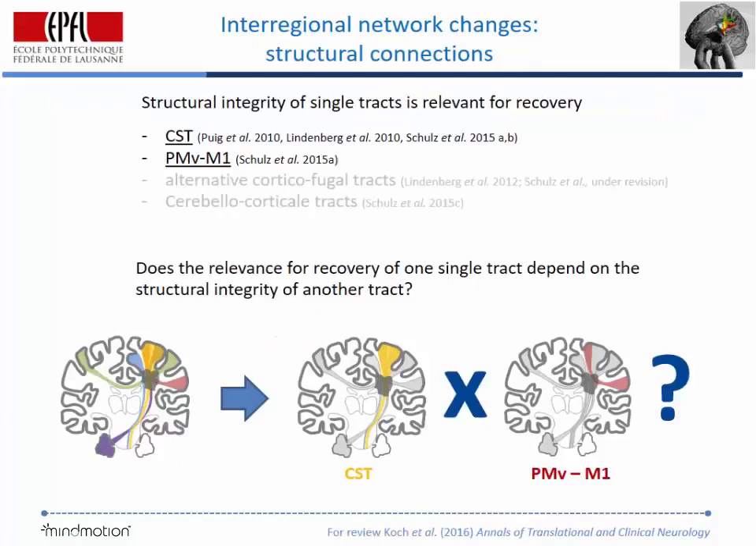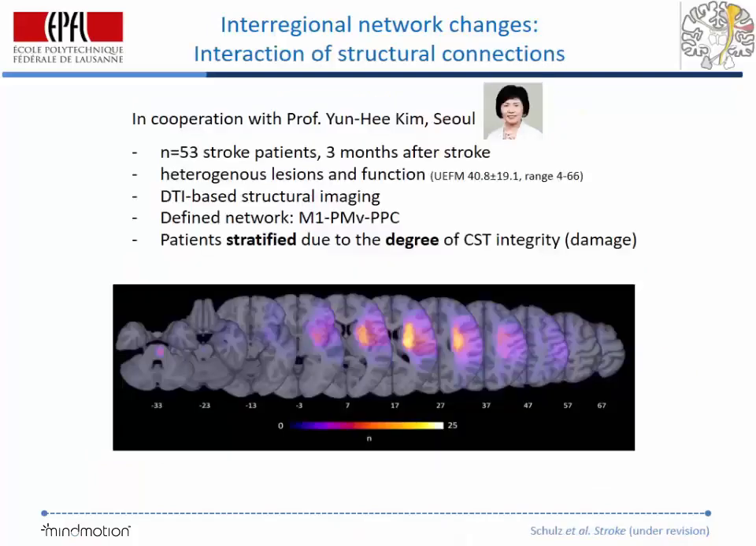So if you take this together, you could imagine there is maybe an interaction between the magnitude, the degree of corticospinal tract lesion, and the relevance of interactions between secondary and primary motor areas. This we addressed in another study, done together with Professor Yun-Hee Kim in Seoul. We had 53 stroke patients, again with a relatively heterogeneous lesion and function profile. And we used basically the same network, and the only difference in this evaluation was that the patients were stratified into 4 groups according to the degree of damage to the corticospinal tract in the lesioned hemisphere.